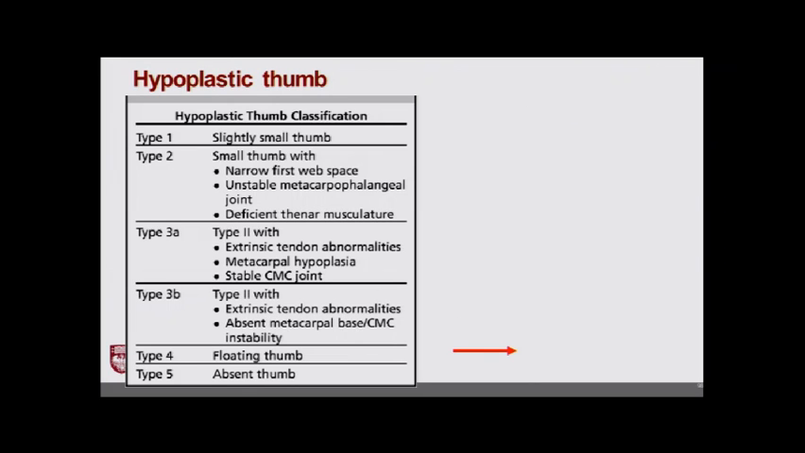All right, hypoplastic thumb. So this is the hypoplastic thumb classification. It goes from small to a narrow web space to losing tendons to now having some bony problems. So type 2, 3A, 3B. Treatment for a small thumb is nothing. It's small thumb with a narrow web space, or they have deficient thenar musculature.